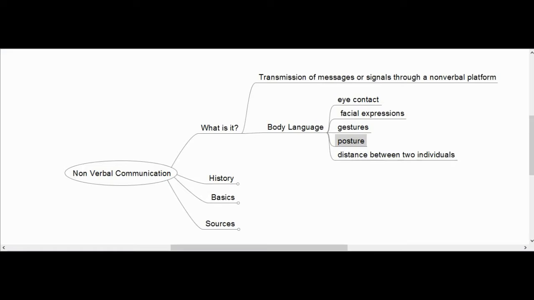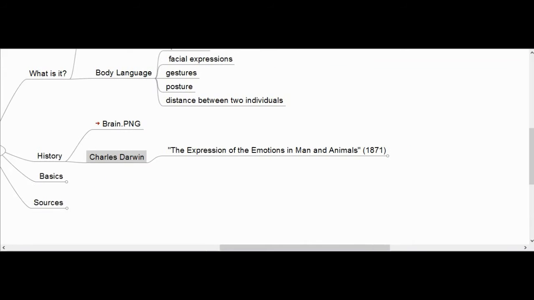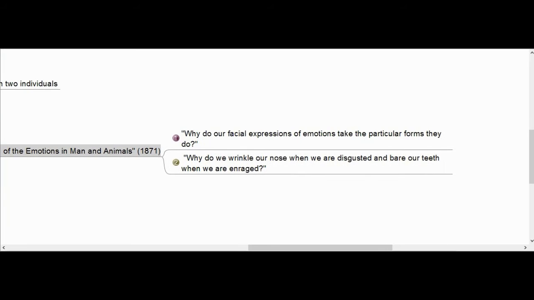So you can compare it to verbal communication, which involves grammar, syntax, and other rules. It started when Charles Darwin was the person who started it. In his book, The Expression of the Emotions in Man and Animals, written in 1871, he addresses two questions. Why do our facial expressions of emotions take the particular form they do? Why do we wrinkle our nose when we are disgusted and bare our teeth when we are enraged?